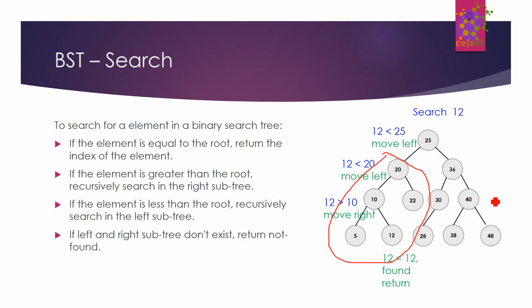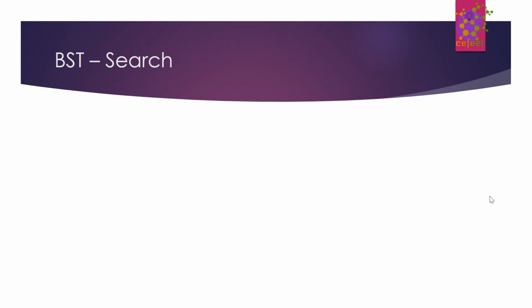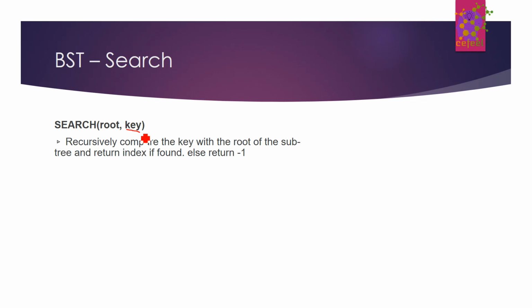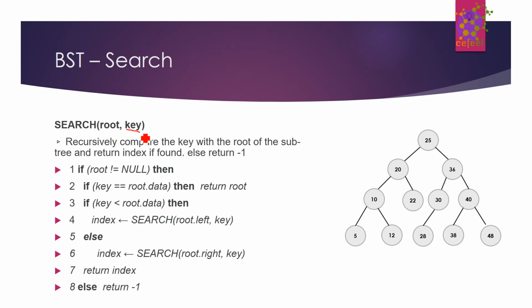Cool, let's see the algorithm pseudocode for binary search tree. We have already seen for traversal, and this looks pretty similar to that. The search procedure takes two elements, the root of the binary tree and then the key, which means the element we are searching for. The idea is to recursively compare the key with the root and then return the index if found. If not found, we just return -1. So here is the algorithm. First step, we check if root is not null, which means we are already in a tree where there are some elements, some data. If the root is null, then we just return -1.